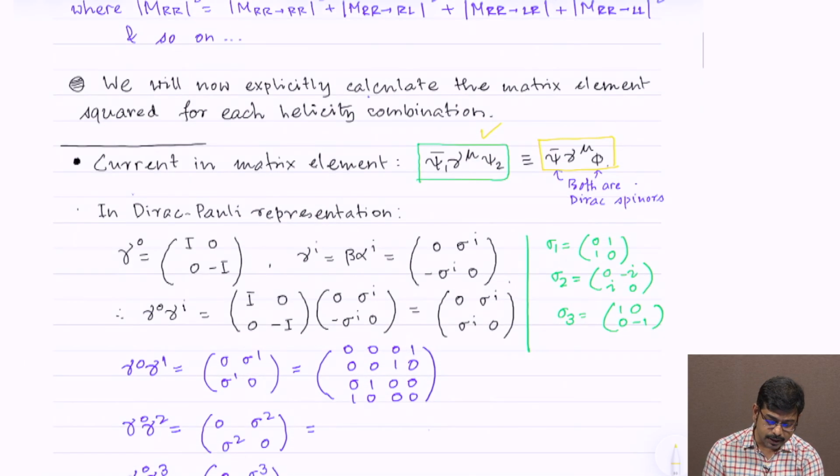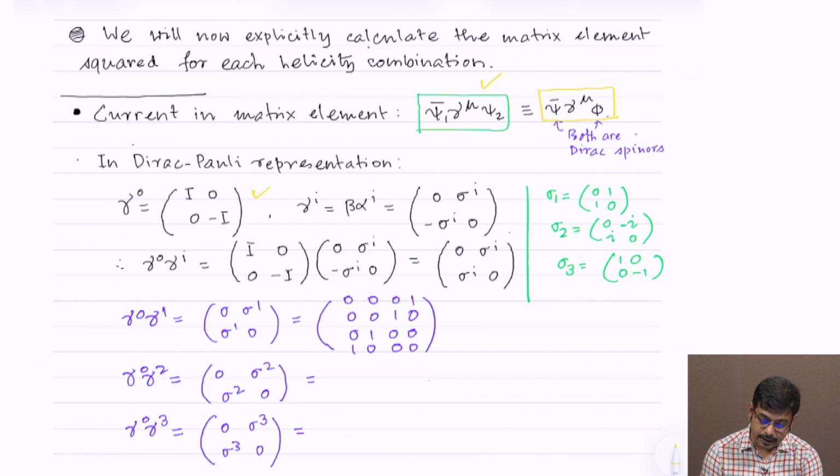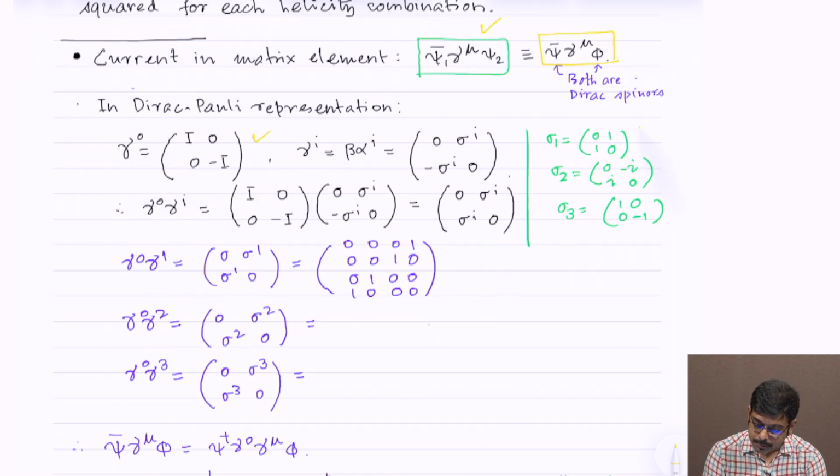Now, in the Dirac-Pauli representation, you remember that gamma 0 was (I 0; 0 minus I), right, and you have gamma i, which is defined by beta alpha i, that is (0 sigma i; minus sigma i 0). Now, gamma 0 gamma i therefore will be (I 0; 0 minus I) into (0 sigma i; minus sigma i 0). If you do this multiplication, it will give you (0 sigma i; sigma i 0). Now, if I want to write the components, you remember sigma 1 is (0 1; 1 0), sigma 2 or sigma y is (0 minus i; i 0), and sigma 3 is (1 0; 0 minus 1). These are the Pauli spin matrices, right.